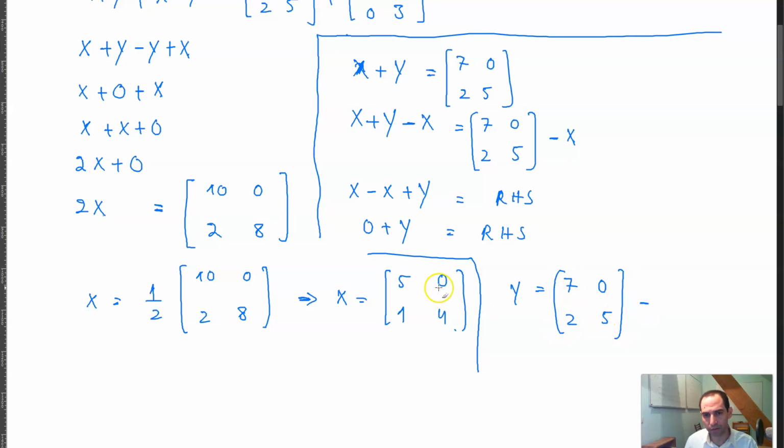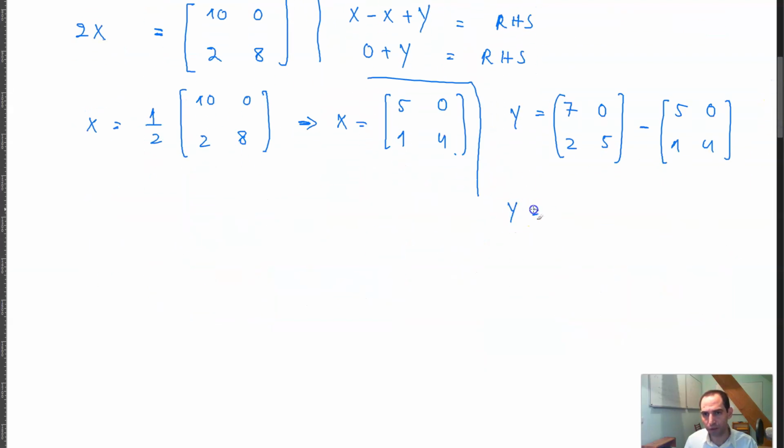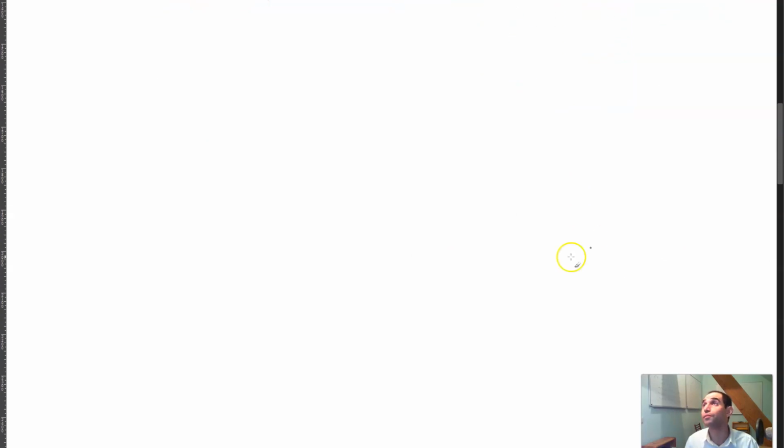minus X, and X is this matrix, which is 5, 0, 1, 4, which gives me Y is equal to 7 minus 5 is equal to 2, 0 minus 0 is equal to 0, 2 minus 1 is equal to 1, and 5 minus 4 is equal to 1. So, X is equal to 5, 0, 1, 4, Y is equal to 2, 0, 1, 1, and that was question number 7, part 1. That is the correct answer.